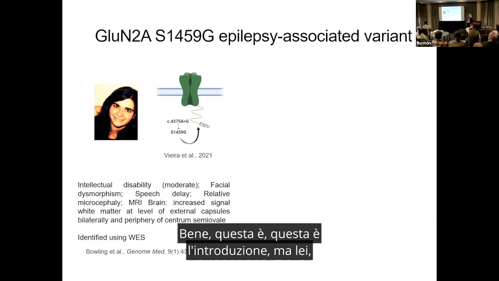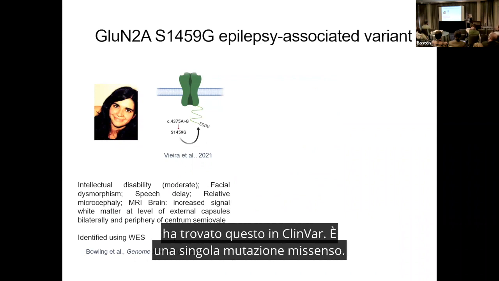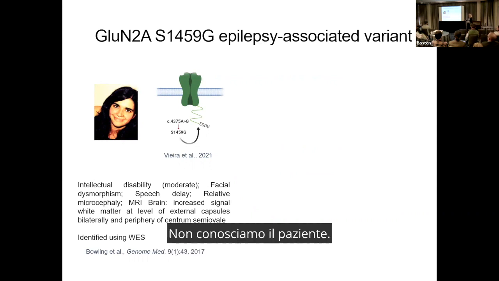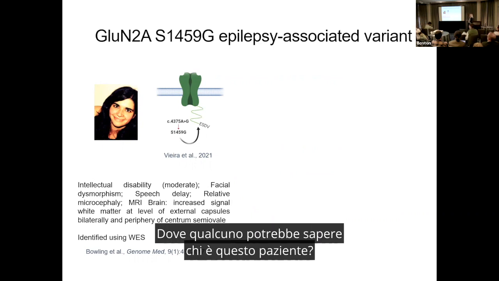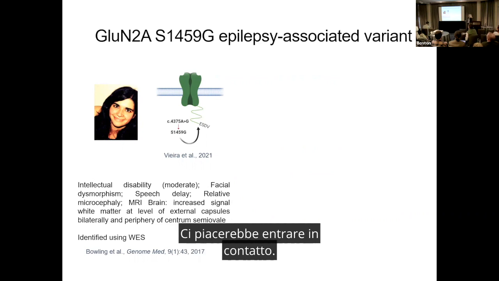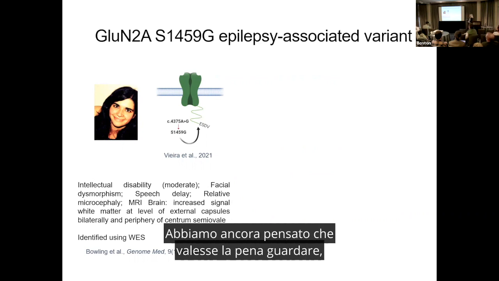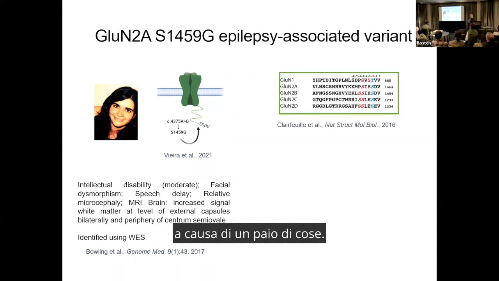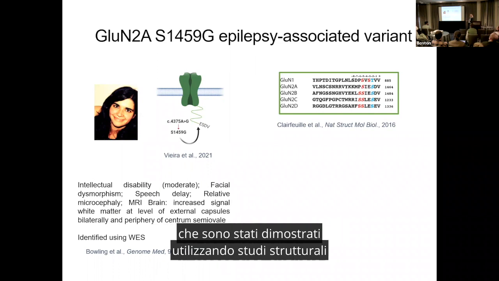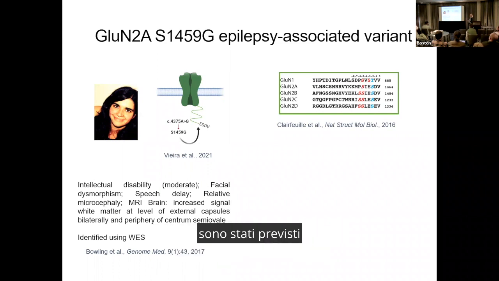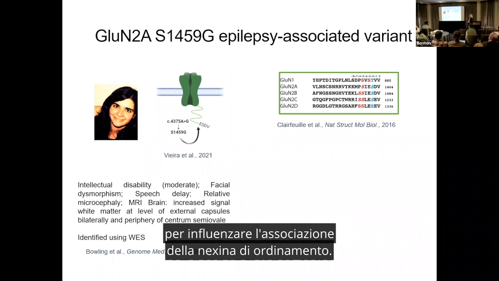Well, this is the introduction, but she found this in ClinVar. It's a single missense mutation. So it's one patient. We don't know the patient. If it ends up popping up where someone would know who this patient is, we would love to make contact. We still thought it was worth looking at because of a couple of things. This particular serine is in a part of this extreme C-terminal domain that had been shown using structural studies, been predicted to affect binding to sorting nexins.